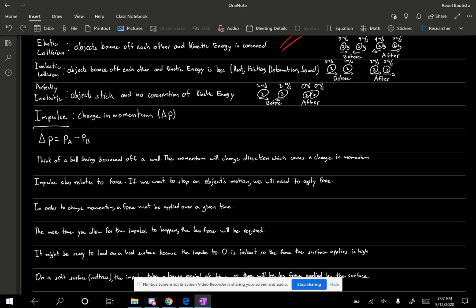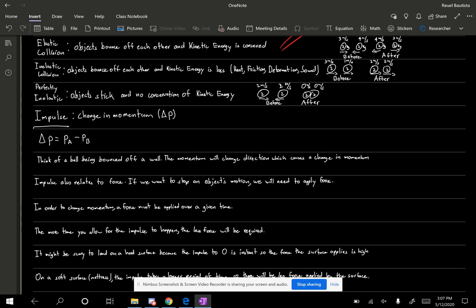Next is impulse, which is the change in momentum. When you throw an object, like a ball, at a wall, you know it's going to bounce in the opposite direction. You know how balls work. Before it hits the wall, its momentum is towards the wall. But as soon as it bounces in the other direction, it's going to have a momentum in the opposite direction.